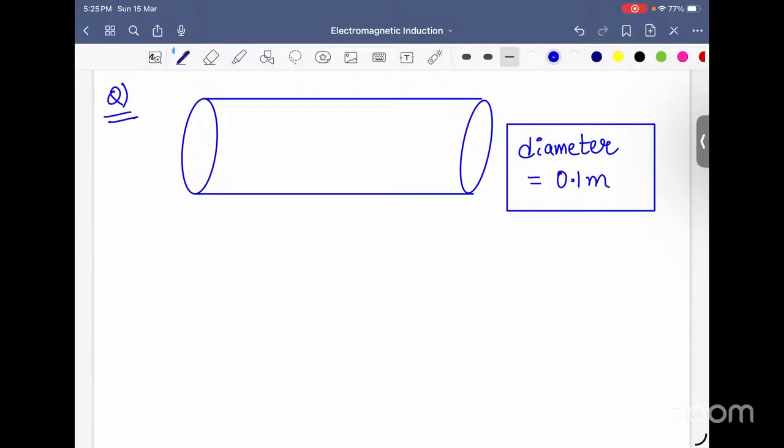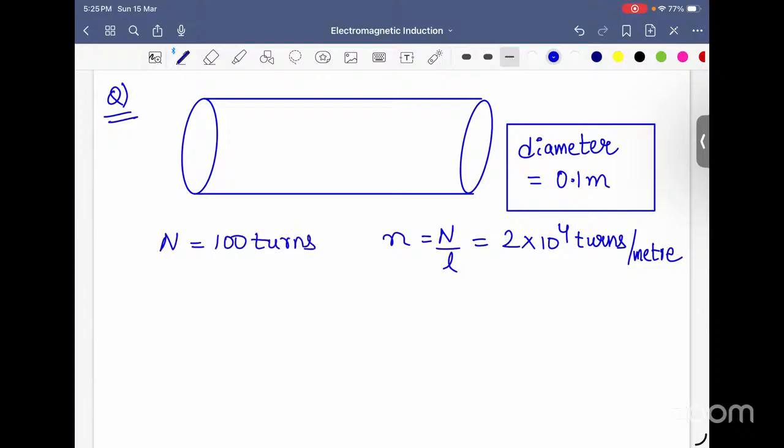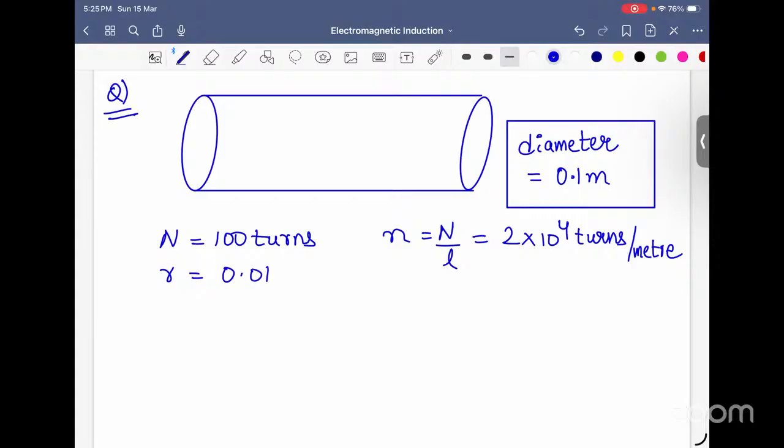And we have the number of turns per unit length given to us as 2 into 10 to the 4 turns per meter. At the center of the solenoid, we have a coil of 100 turns and radius 0.01 meter. The number of turns here is 100, and the radius is 0.01 meter.